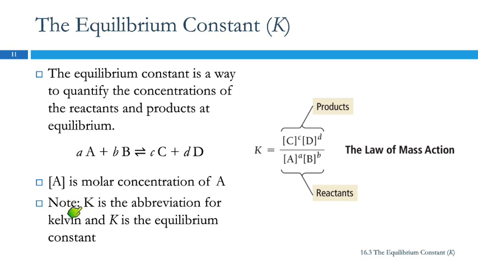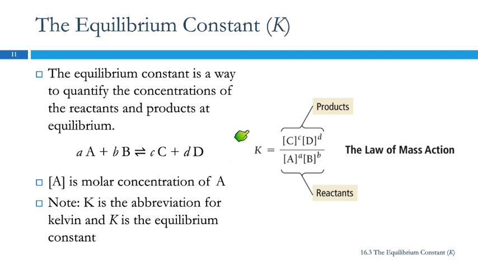K, can you tell the difference in these two Ks? This is a non-italicized K, and this is italicized. So capital K, not in italics, is the abbreviation for Kelvin. Variables, when typed, are typically italicized, so they're a little bit slanty. So when it's slanty like this, that means it's the equilibrium constant. If you just look at what you're doing, you should be able to tell them apart, but it's kind of unfortunate.